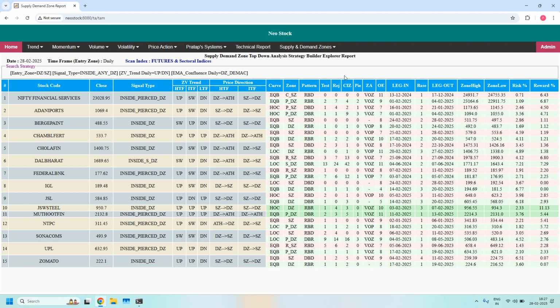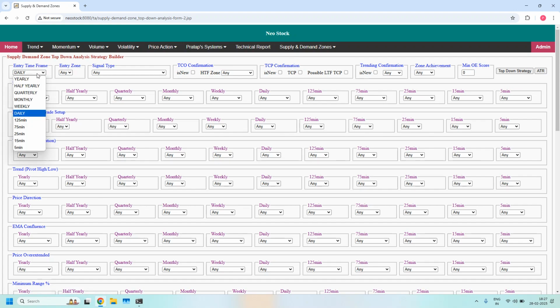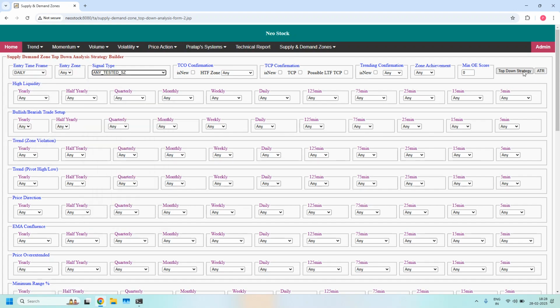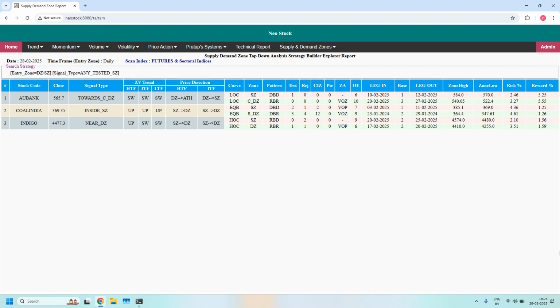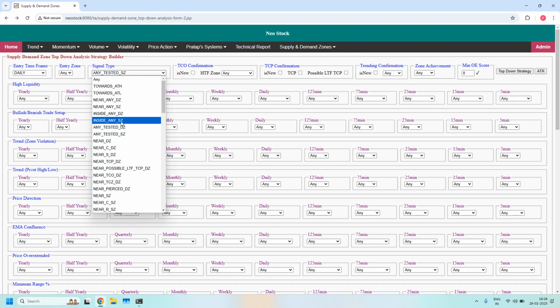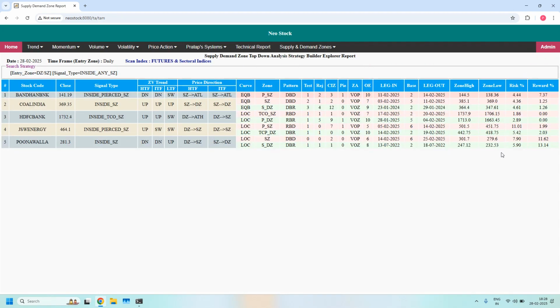Okay, next. Daily time frame. Price closed inside the daily supply zone. We got only 3 stocks. Sorry, some small mistake. This is price closed inside the supply zone. We got 5 stocks.